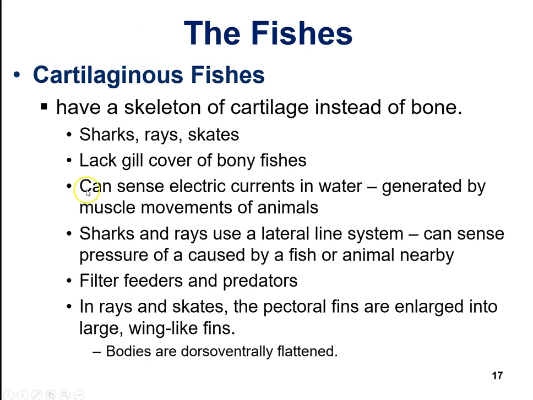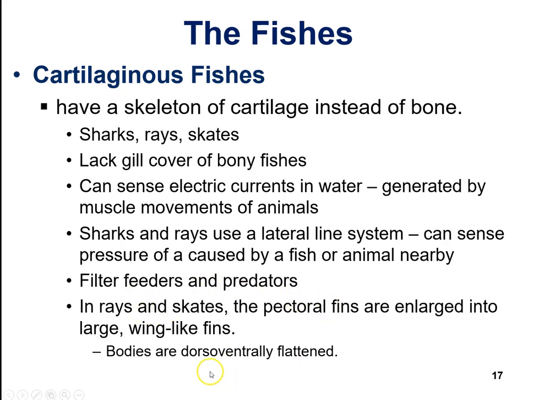Cartilaginous fishes do not. They also have the ability to sense electrical currents in the water. These electrical currents are generated by the movement of other animals, and they're able to sense that. So obviously they're really good predators, because they have this extra sense to be able to sense movement. Sharks and rays in particular use something called the lateral line system, and so they can actually sense the pressure of an animal nearby. Again, they have this keen sense of being able to detect the presence of an animal.